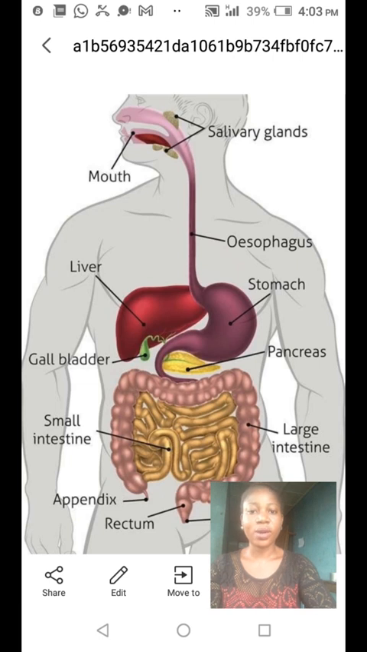Now, the next one is the teeth. What's the function of the teeth? The functions are it grinds the food and exposes the food for the actions of an enzyme called ptyalin that is found in the salivary gland.